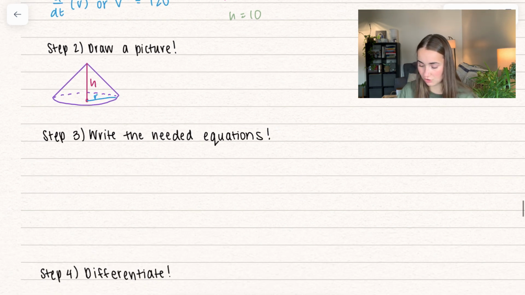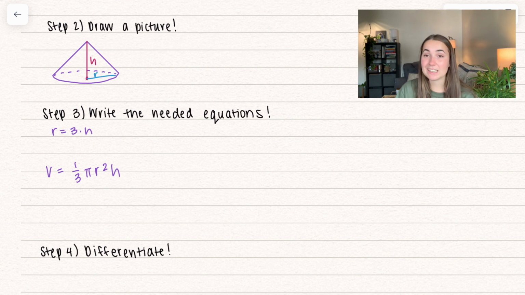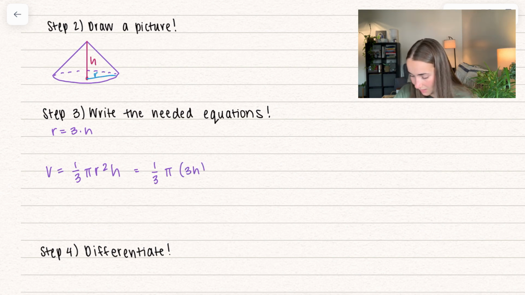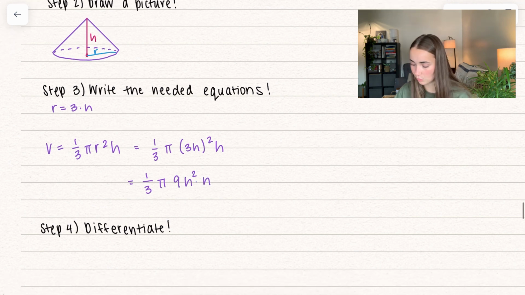Let's go ahead and write out the equations that we need. First, we have the one that we're given, which is that the radius is equal to 3 times the height. And now we also need the equation of volume, equal to 1/3 pi r squared times h. So what we need to do here is we need to substitute what our radius is equal to. We're going to combine these two equations into one. So I get 3h quantity squared times h. When we multiply that out, I get 1/3 pi, and then 3h quantity squared is equal to 9h squared, times h. 9h squared times h.